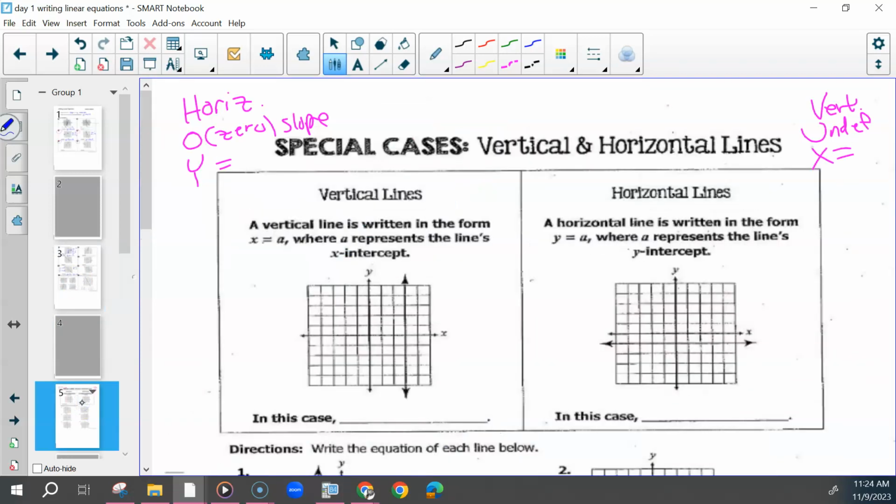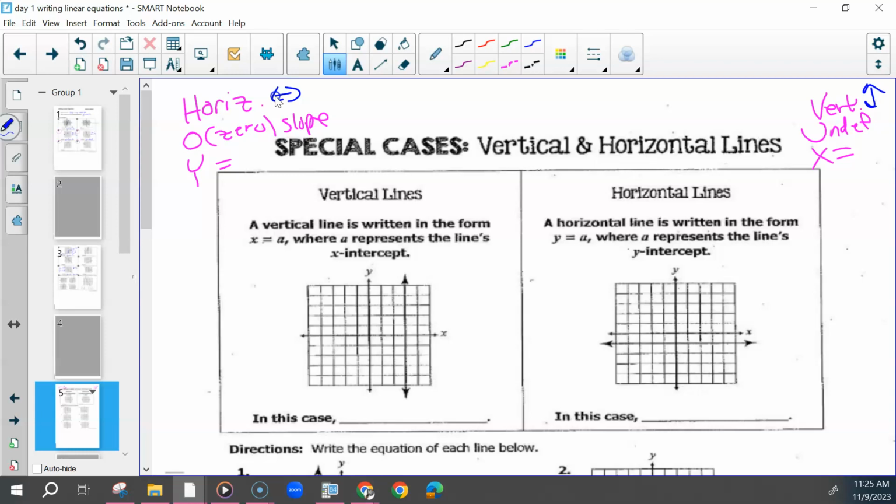Right, so on this page, I want you to write this at the top. Your horizontal lines have 0 slope, and are y equals. Your vertical lines have undefined slope, and are x equals. This is not going away anytime soon, so this needs to stay in your mind.